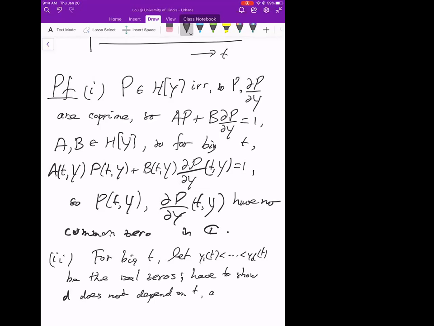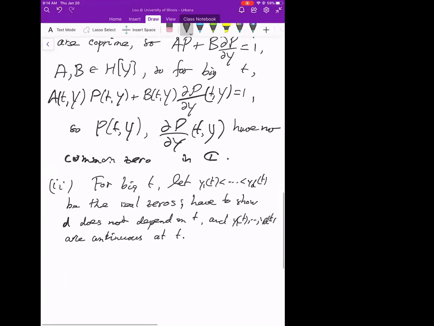And that these are continuous functions, y1(t) to yd(t) are continuous for big enough t. Well, let's just say at t. And since t is arbitrary, this will mean that y1 and yd as functions of t are continuous.